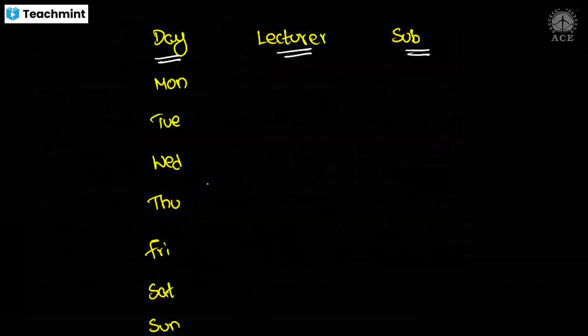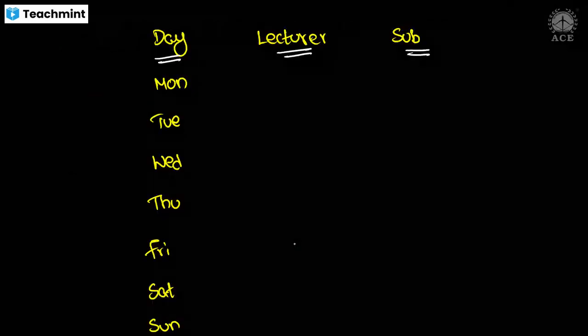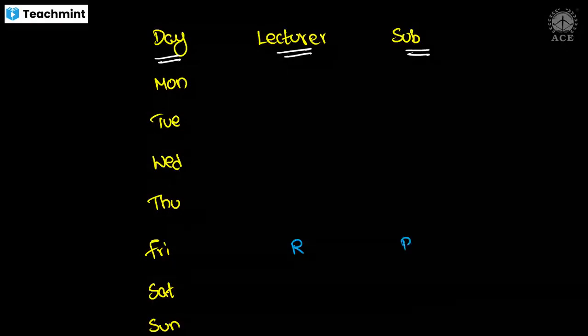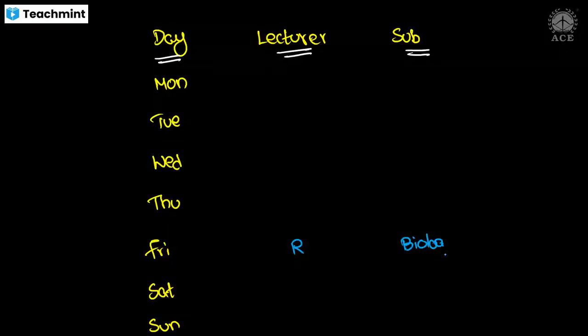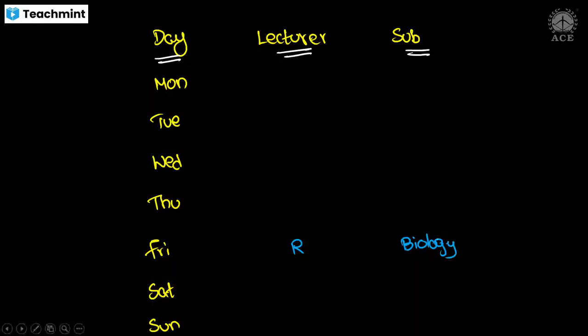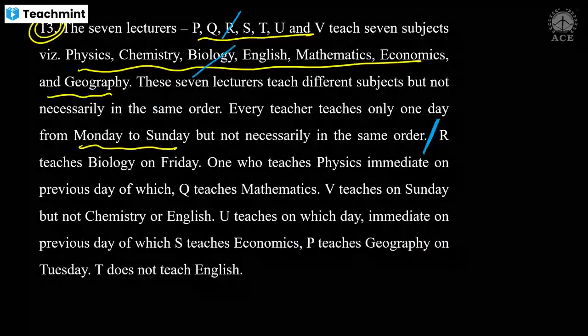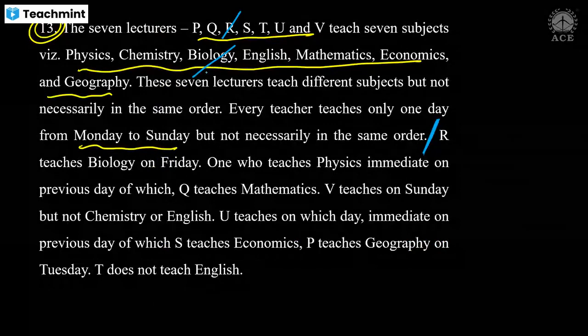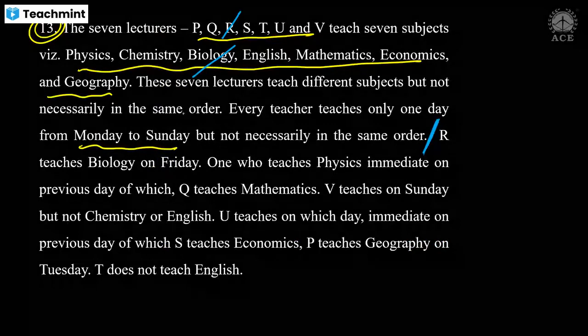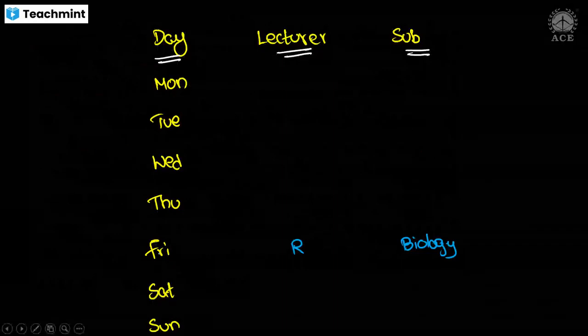This is direct information. Friday is booked. Lecturer is R, subject is biology, and this small thing is going to play a role. R biology, we need to map that. R biology completed, and day is Friday. Friday slot is already booked here.